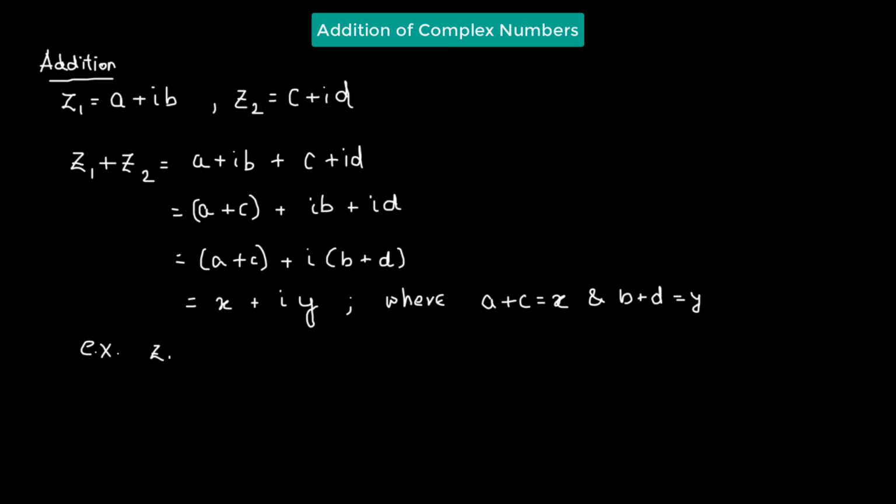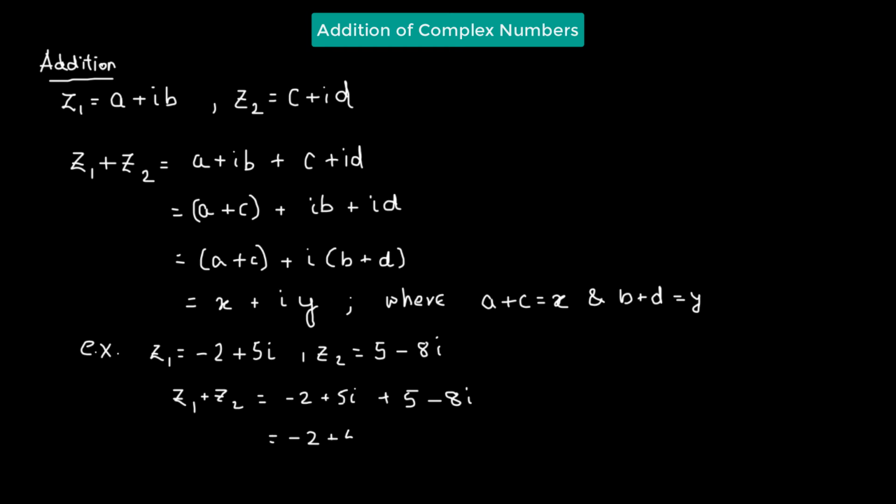Let's say z1 is equal to -2 plus 5i, and let z2 be equal to 5 minus 8i. We're going to add z1 to z2. So let's simply write down the values. We have -2 plus 5i added to z2, which is 5 minus 8i. We're going to add the like terms, that is the real parts of both complex numbers. So -2 gets added to 5. We take i as the common factor and then add the imaginary parts. So -2 added to 5 gives us +3, plus i times 5 added to -8, which gives us -3. So this is in the standard form.